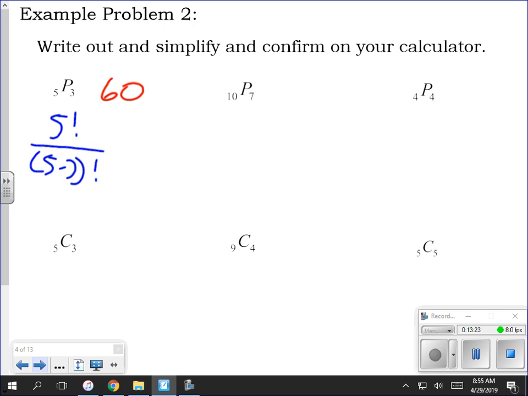Permutation of 10 things, taking 7 at a time. So I have 10 factorial over 10 minus 7 factorial. And you get 604,800.